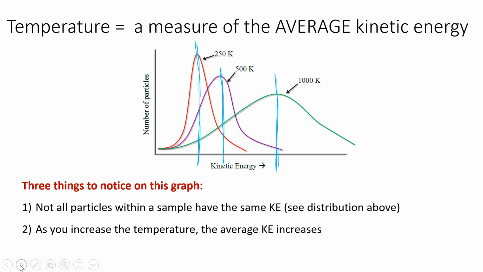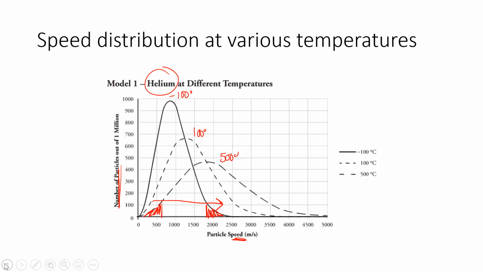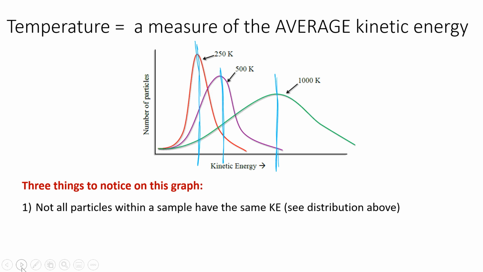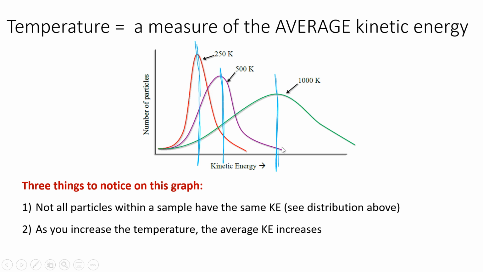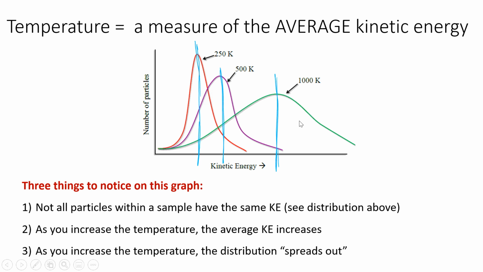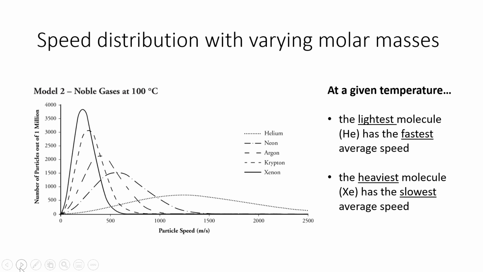And also pay attention to your axes. I just realized I talked about speed, but on this graph, the axis is actually kinetic energy. And kinetic energy and speed are related, but they're not exactly the same thing. So anyways, within a sample, there's a distribution of kinetic energies. As you increase the temperature, the average kinetic energy increases. And as you increase the temperature, that distribution of energy spreads out. These 3 statements are true when we're looking at kinetic energy and also speed as we increase the temperature.